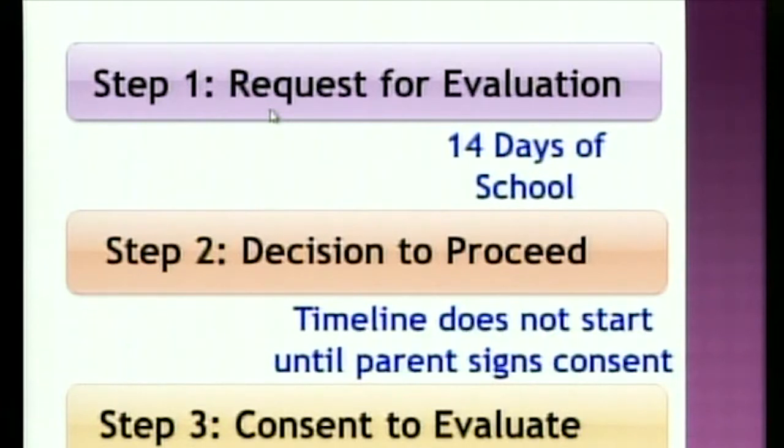Now the 14 days of school, what are we talking about? So 14 days, what does that entail? The 14 days are when the parent requests an evaluation. The school district or the school will have 14 days to make their decision of whether or not they are going to evaluate the child. After making that decision, we have what we call a prior written notice, where the school has to put in writing whether or not they're going to go forth with that evaluation.